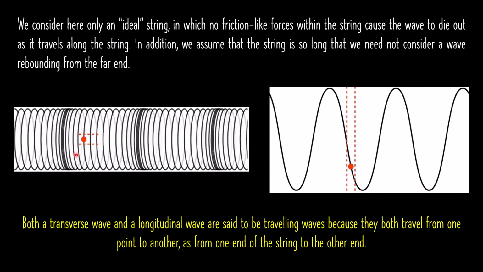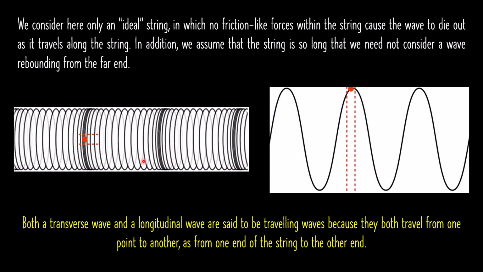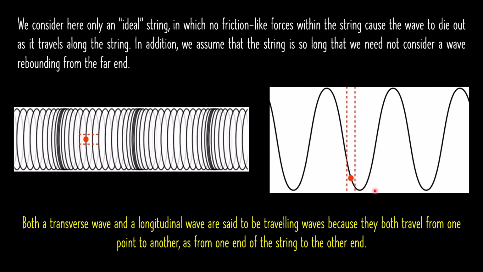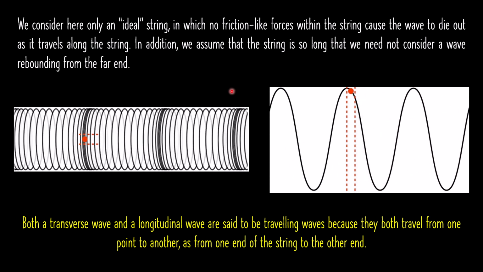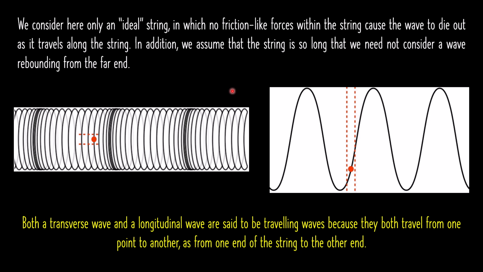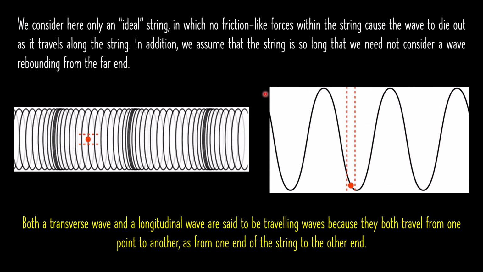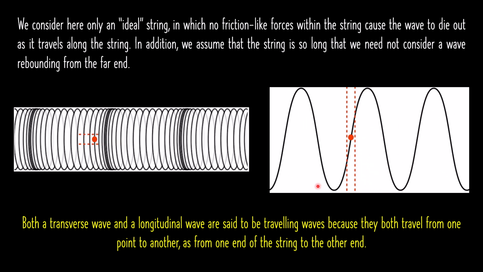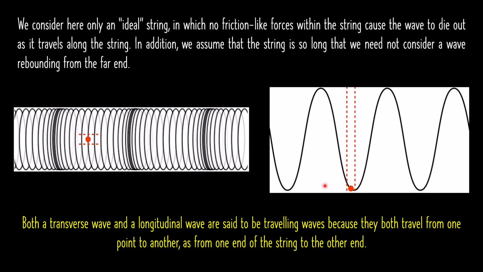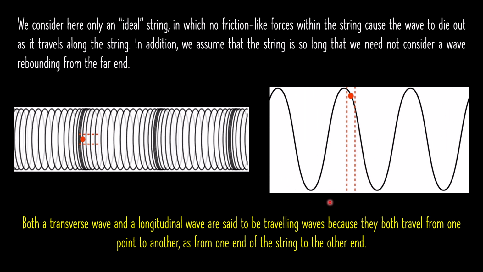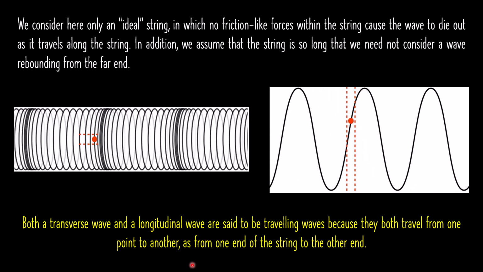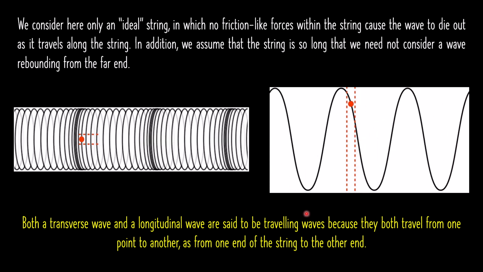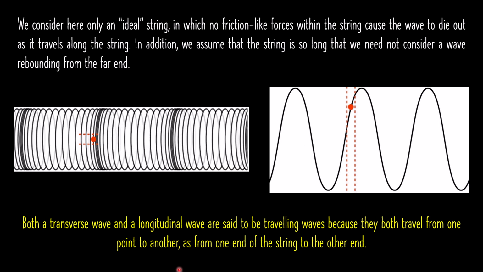Okay, this is the example of the longitudinal wave, and here is the example for the transverse wave. We consider here only an ideal string, in which no friction-like forces within the string cause the wave to die out as it travels along the string. In addition, we assume that the string is so long that we need not consider a wave rebounding from the end. Both transverse wave and longitudinal wave are said to be traveling wave because they both travel from one point to another.